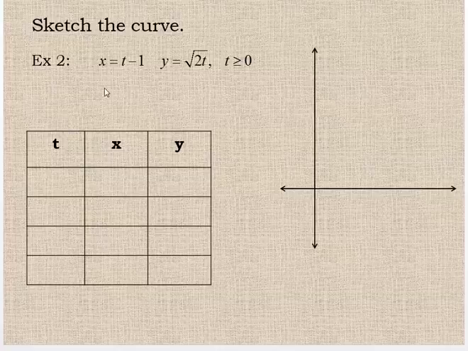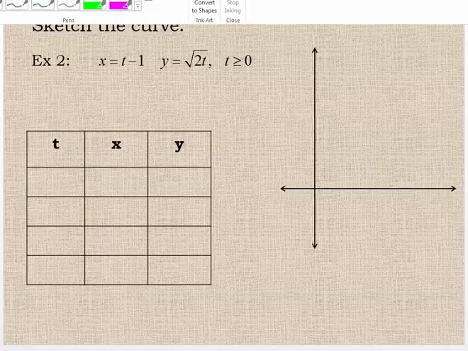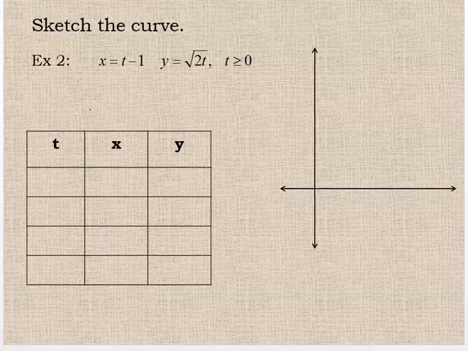So there are your equations. X equals t minus 1 and y equals square root of 2t. Now, with this inequality, it's saying t is greater than 0. So I start with t being 0. Let's do this one first. If I put in 0 for t, x is going to be 0 minus 1, so -1. 2 times 0 is 0, square root of 0 is 0.